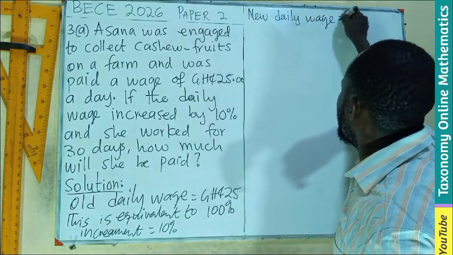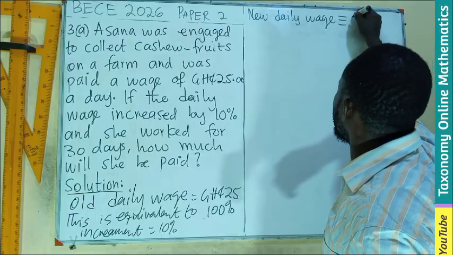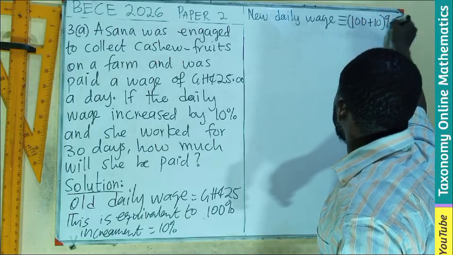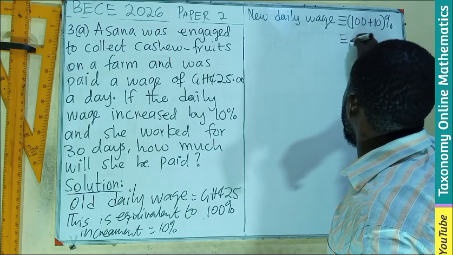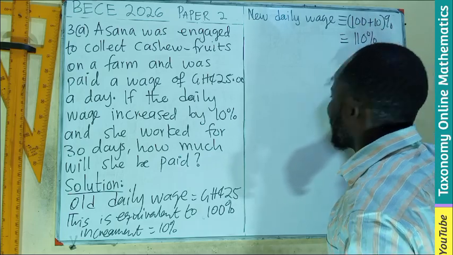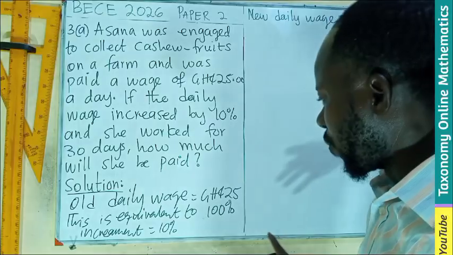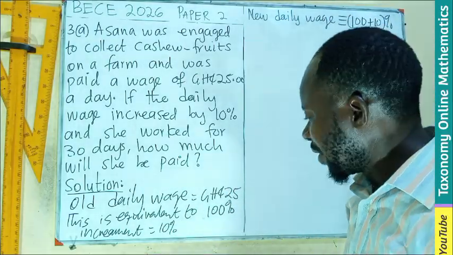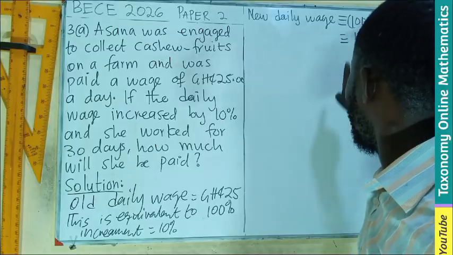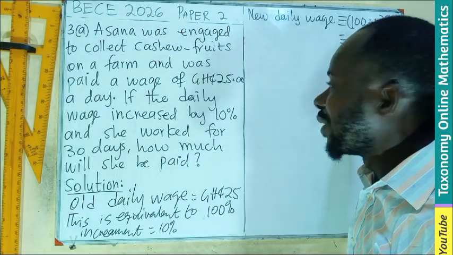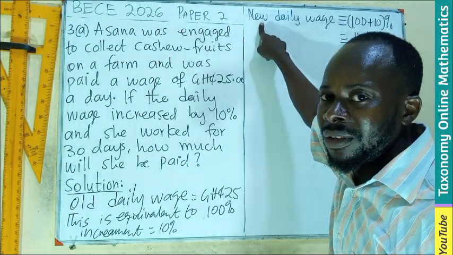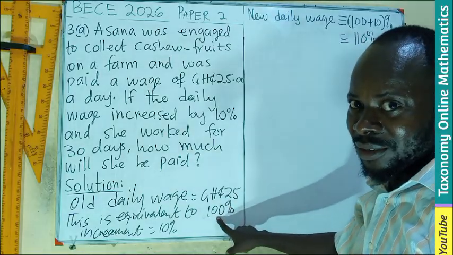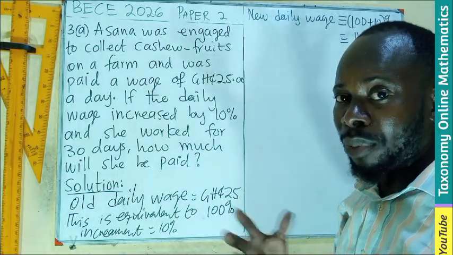So the new daily wage will be equivalent to what? 100 plus 10%, and that is going to be equivalent to 110. Here we can also find the 10% of this and add it to it. That is one way we can do that. So if that is the case, this is what we have as a percentage, but we don't know the amount in cedis. We know the amount in cedis for the original, we know the percentage. So I'm only going to use ratio and proportion.